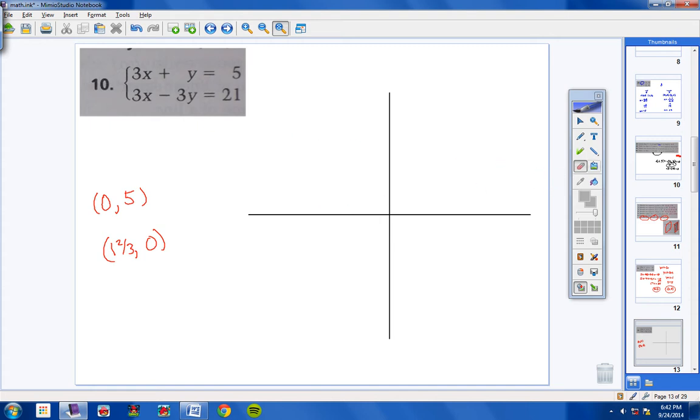I have two ordered pairs. And so my first ordered pair is 0, 5, so 0, 1, 2, 3, 4, 5. There's 0, 5. And my other ordered pair is over 1 2/3 and 0, so about right there. And now let's go ahead and graph or sketch this line here. There we go. Make it good and long so we have plenty of room to work with it here.